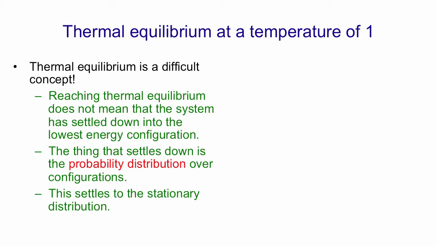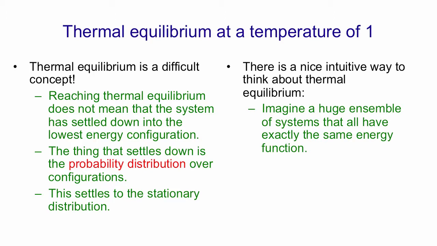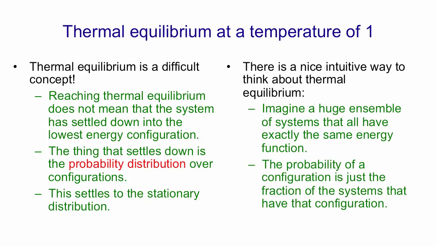energy. A nice intuitive way to think about thermal equilibrium is to imagine a huge ensemble of identical systems that all have exactly the same energy function. So imagine a very large number of stochastic Hopfield nets, all with the same weights. Now in that huge ensemble, we can define the probability of a configuration as the fraction of the systems that are in that configuration. So now we can understand what's happening as we approach thermal equilibrium.